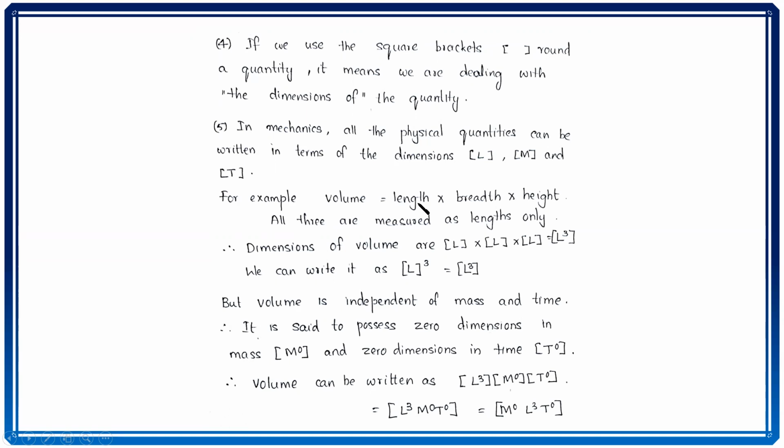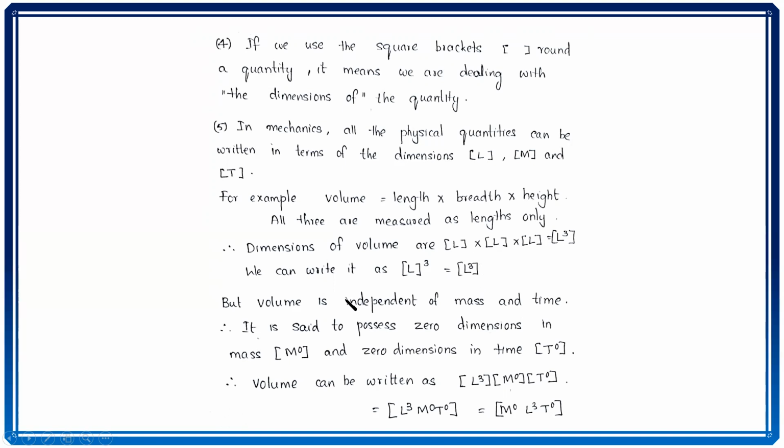Length is measured in meters, breadth is also measured in meters, height is also measured in meters. Length is nothing but length. Breadth is also one kind of length. Height is also one kind of length. Therefore, we can write capital L in place of length, capital L in place of breadth, and capital L in place of height. Therefore, it is L into L into L, that is L to the power of 3. We can write it as L within the brackets with 3 as the power, or you can also write L3 within the brackets. Both ways are correct.